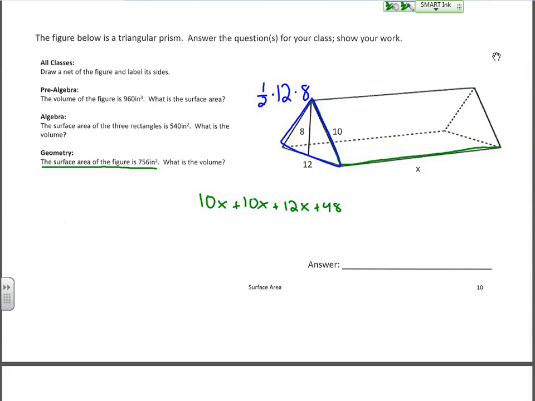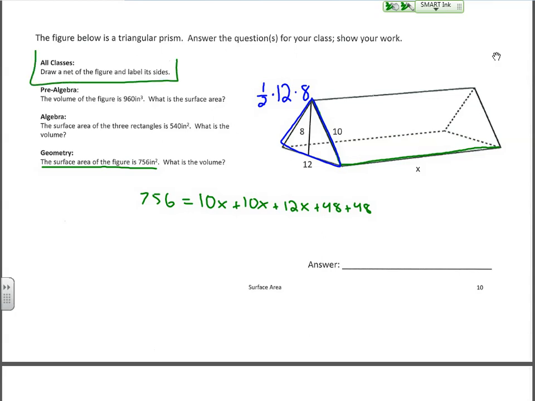And since the other triangle on the other end is the same size, that will have an area of 48 as well. So this is going to be your expression now, which is equal to 756. I'm very confident that your value for x for geometry is not the same value for x that you got for algebra. So you do need to solve this equation again, because x is going to be different. And then from there, calculate the volume of the triangular prism.